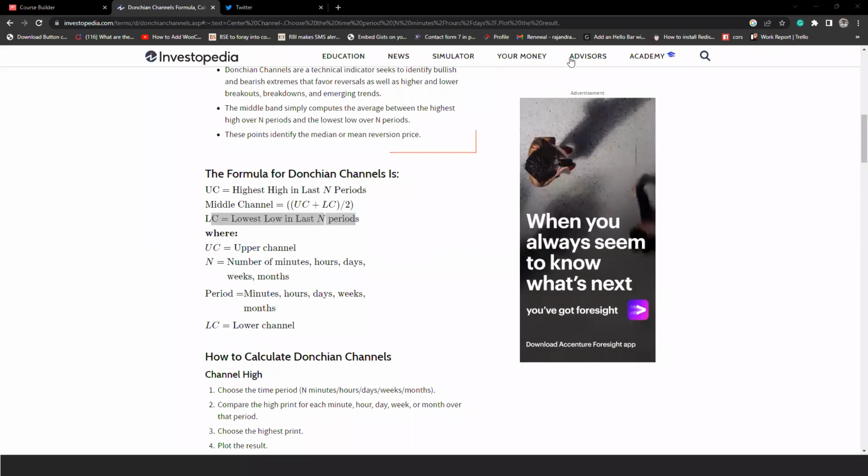Amibroker cost, I think Amibroker comes around $339 or $359. I think you can go and check on the Amibroker portal. It's a one-time license.